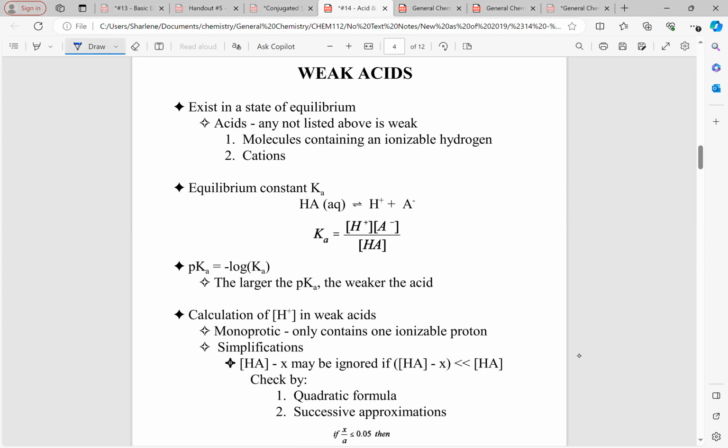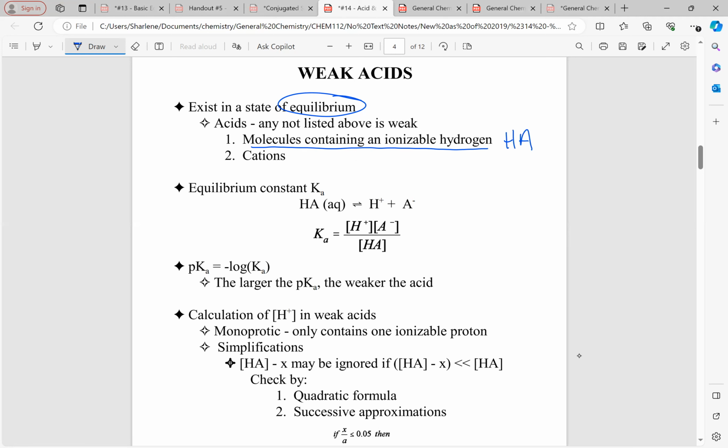So we need to be able to come up with those calculations using the equilibrium numbers so that we can find the pH of a weak acid at equilibrium. All right, well, what are our weak acids? Again, anything but the six, but if we wanted to, we could characterize them as molecules containing an ionizable hydrogen, in case we're comfortable with those. That means HA, just as a generic weak acid.